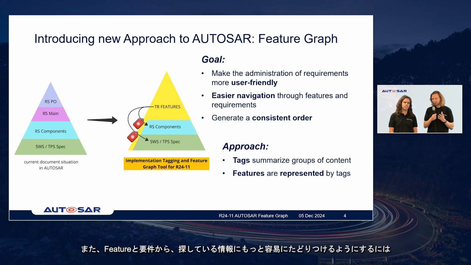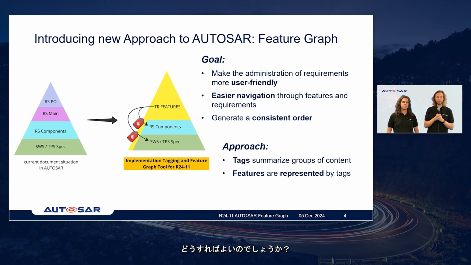How could we make it easier to navigate through the features and the requirements to find the information we are looking for? Maybe the whole order we have currently lacks consistency. So what can we do about this? What if we tag the information, so that it's easier to search for?